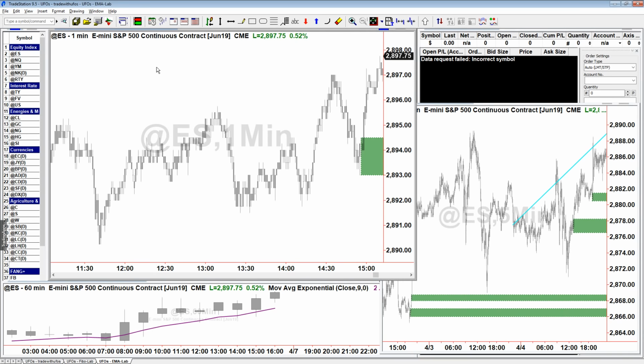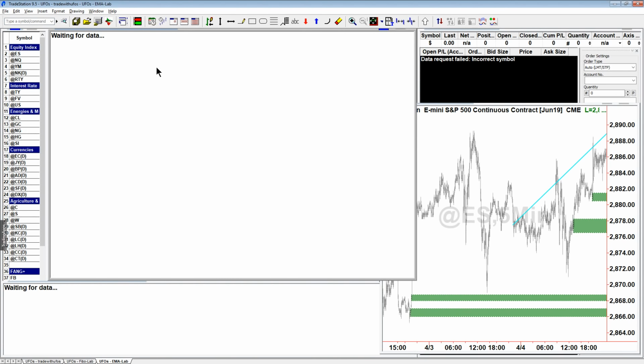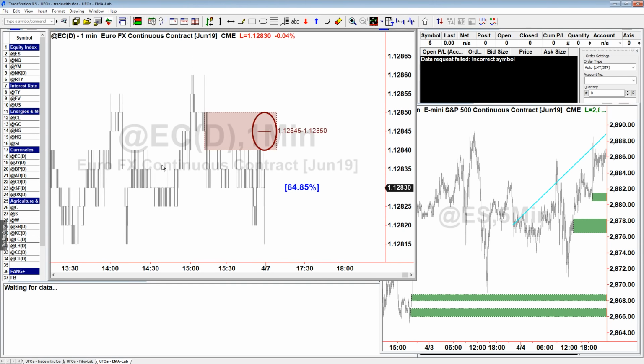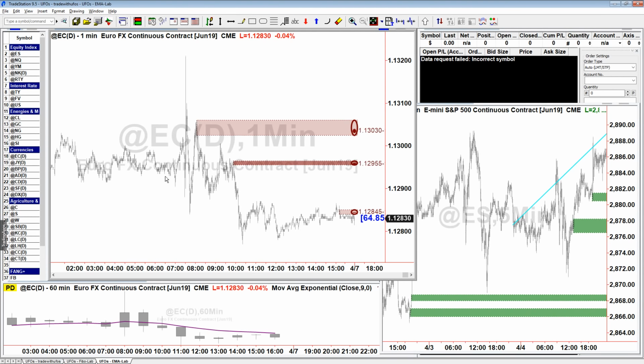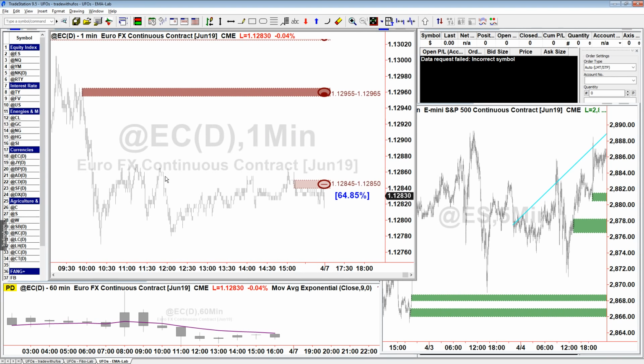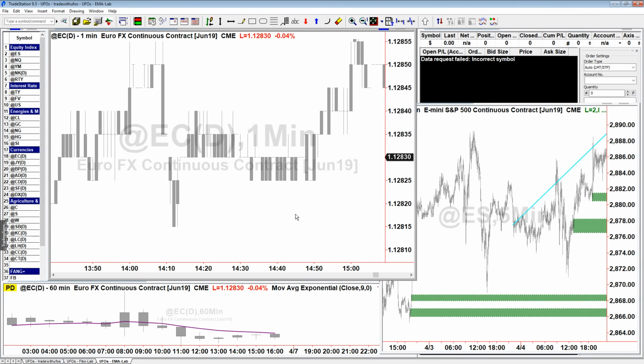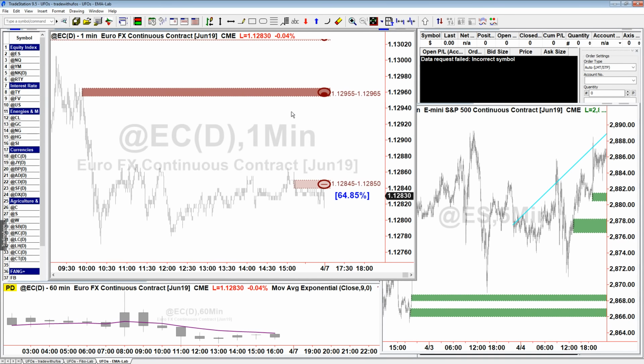If you were to look at things like the euro contract, for example, which is much less liquid, look at those candles, my friend. The UFOs indicator is still doing its job finding the UFOs, but let me zoom in on this. Look at that. It's quite ugly.